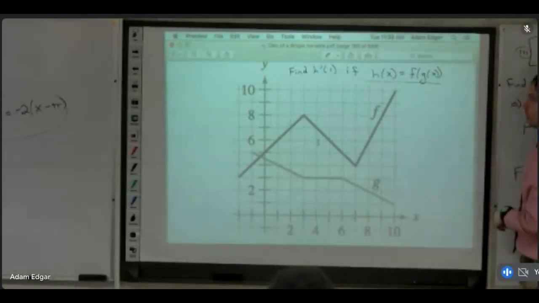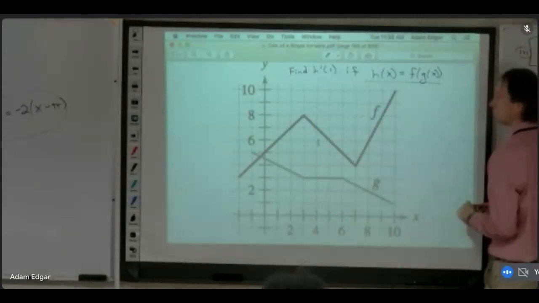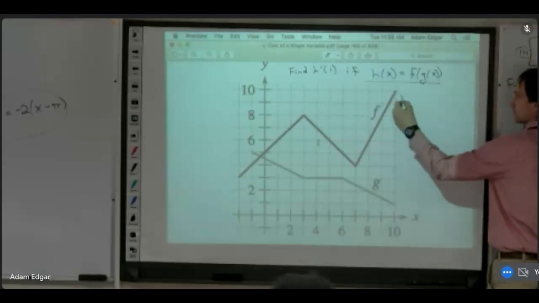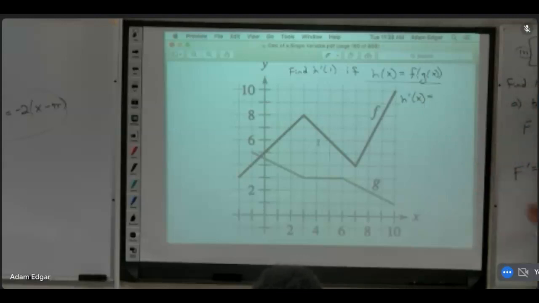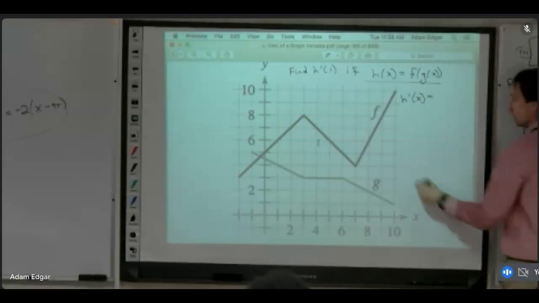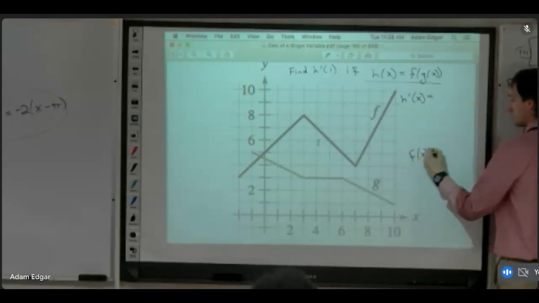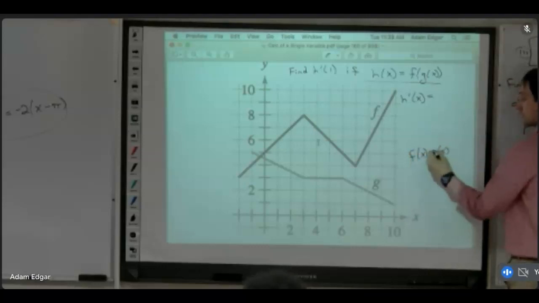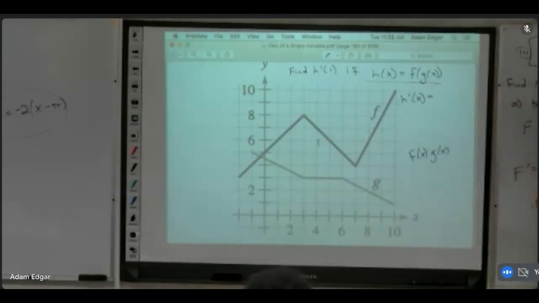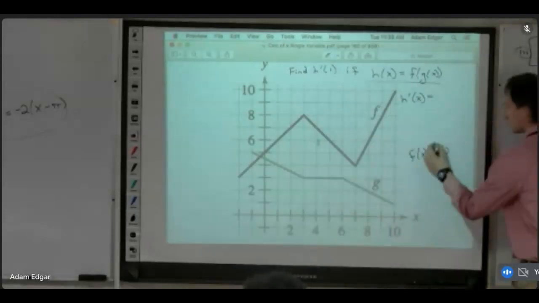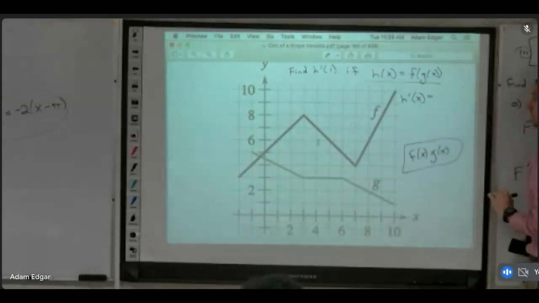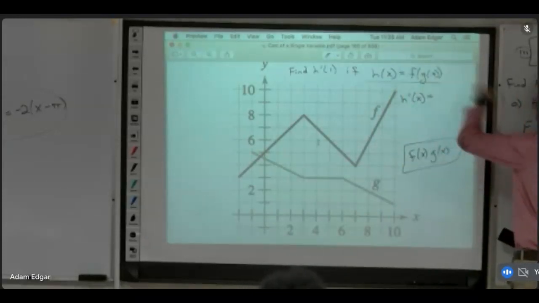So if we want h prime, what rule do we have to use here? Nope. Chain. Product rule would be f of x times g of x. This is f of g of x. So this is a composition where you've taken g and put it inside of your f. So if you see this, product rule. If you see this, f, and then g is inside of it, that's chain rule.